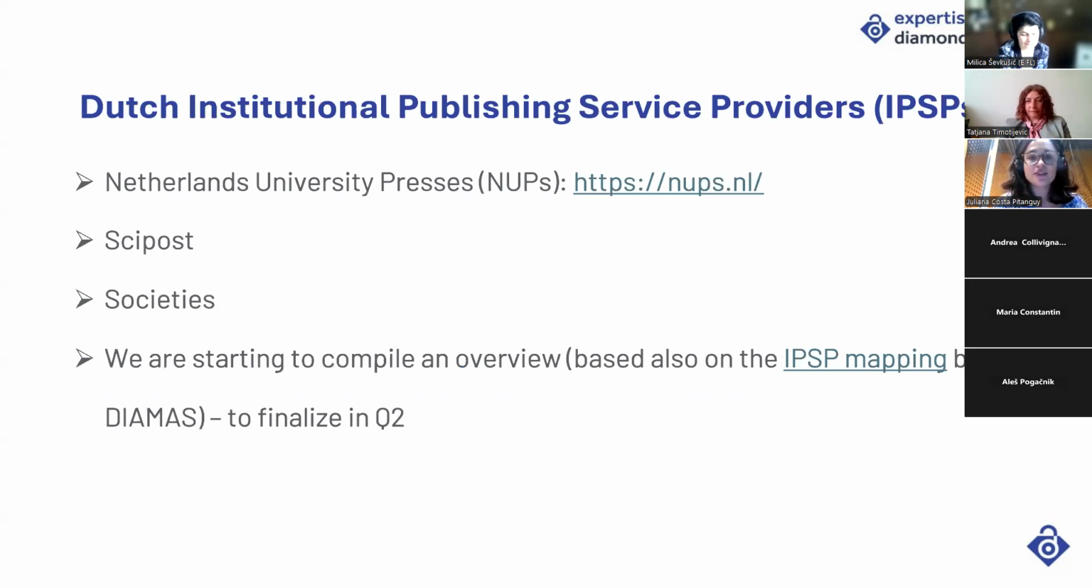And so now a little bit about the situation in the Netherlands. What we have are the Dutch institutional publishing service providers. We have Netherlands University Presses; we'll explain a little bit what that is in a minute. There are a couple of university presses in an association, and SciPost is a known publisher here for Diamond Open Access, and we also have some societies that are also publishing quite a bit.